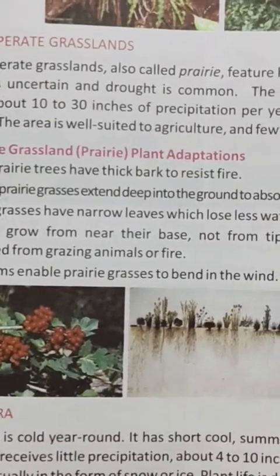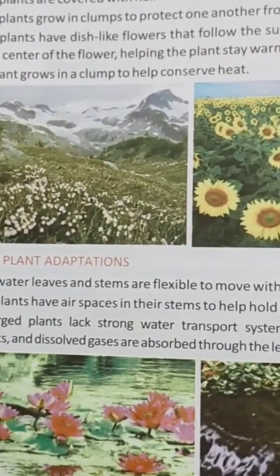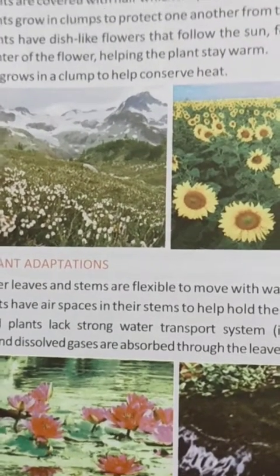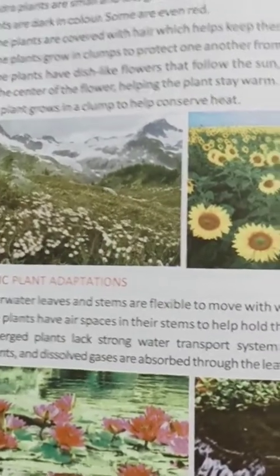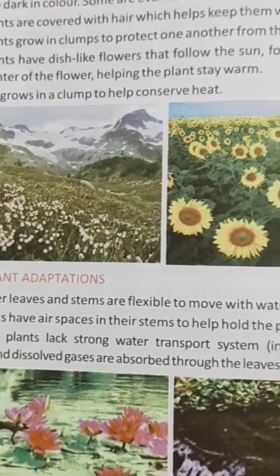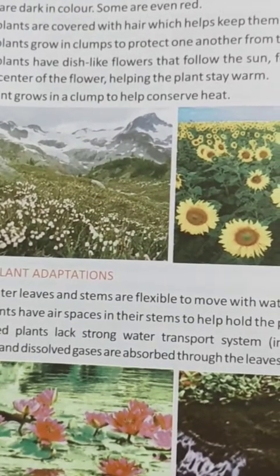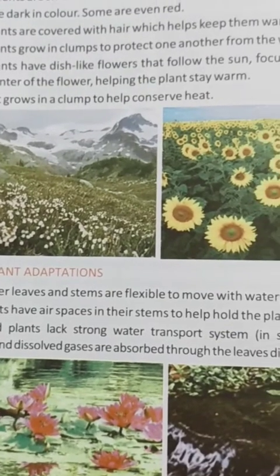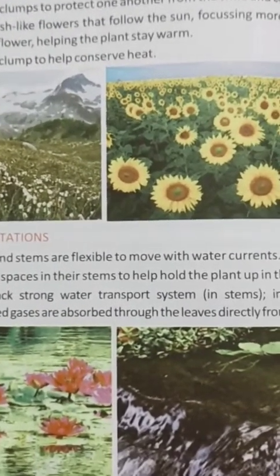In the tundra region, the plants adapt. They are small and slow growing due to lack of nutrition. Plants are dark in color, some are even red. Some plants are covered with hairs which keep them warm. Some plants grow in clumps to protect one another from the winds.